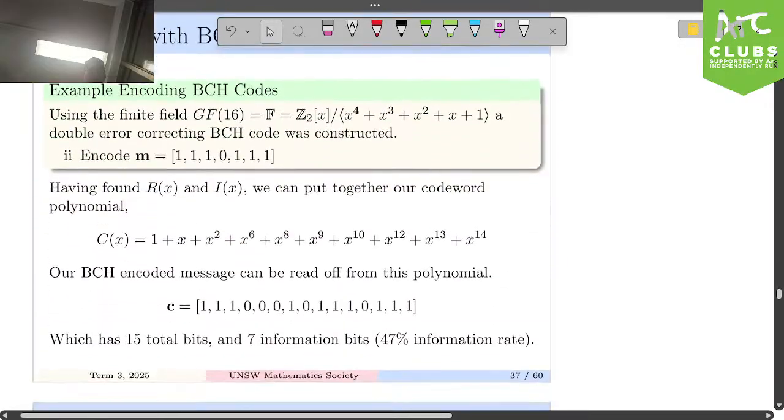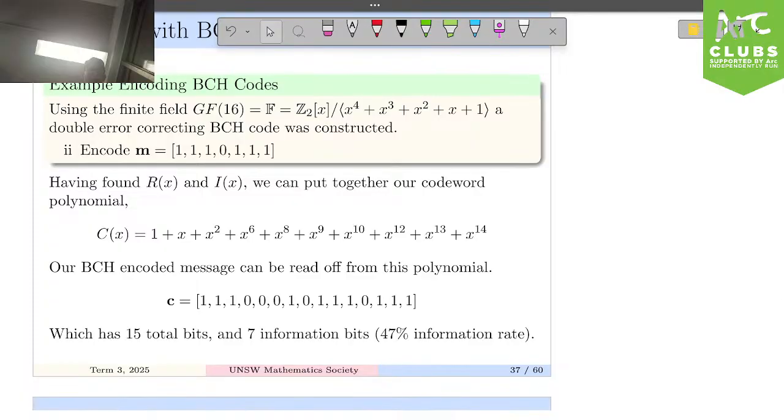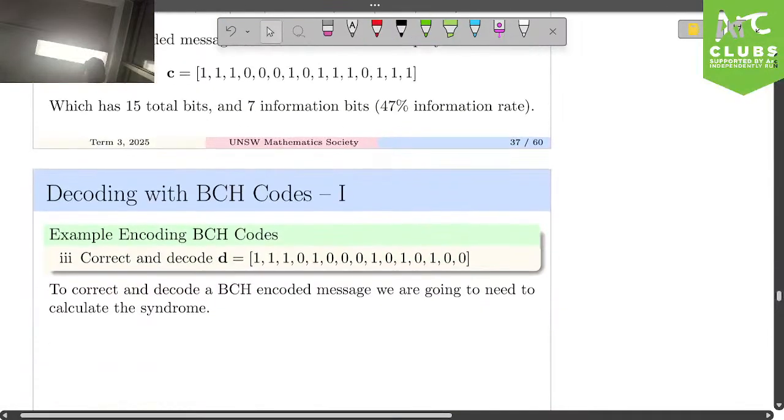And that, we're done. This is our encoded message. We found our code word polynomial from R of x plus I of x, and then we can just say, okay, what are the scalars, what are the coefficients at the front, and those form the bits in our message. All right, so that's encoding.